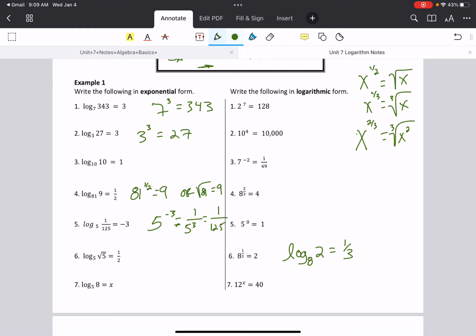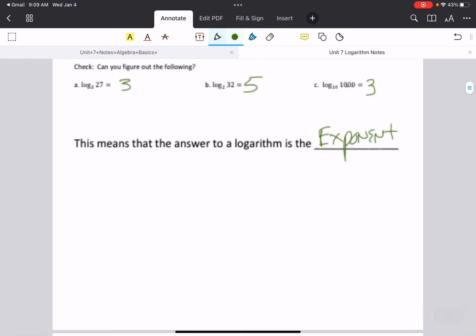Here's what I want you to do as I walk around and answer questions. I want you to finish both of these columns with your neighbors, but as you do it, I want you to make sure that it makes sense why the exponent answer is what it is. Does that make sense what I want you to do? Okay, good. I'll walk around and help. Finish those tables.